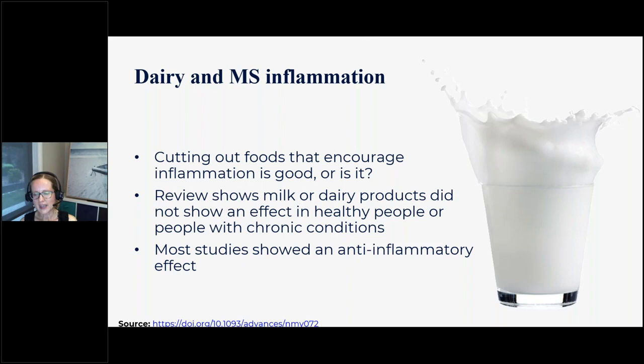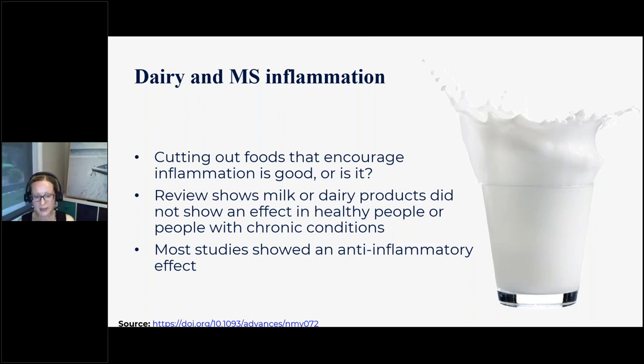So I went back to the research to see where we're standing with it at the moment. And what we've actually found is that if you compare healthy people, so those who haven't been diagnosed with a chronic condition, with people who have been diagnosed with a chronic condition, there was no difference in effect of consuming dairy or not consuming dairy. So there wasn't any sort of difference in inflammation there. And the reason we compare healthy people with people who have a chronic condition is so that we can see if there is an effect happening above and beyond for people who might have a chronic condition like MS.